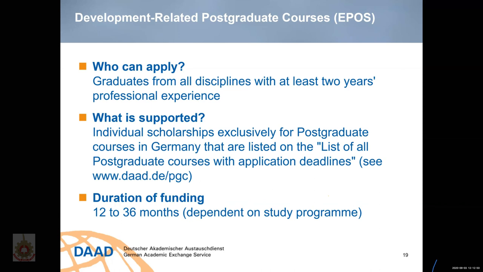What is supported? These are individual scholarships exclusively for postgraduate courses in Germany that are listed on the list of all postgraduate courses with application deadlines under the web address, which I have typed here. There are very many, so I cannot give you all the details, but if you have a look at this list, you will find all of the courses which we offer and for which we offer scholarships. Duration of funding depends again on the course. Normally it's between 12 and 36 months, depending on the study program.